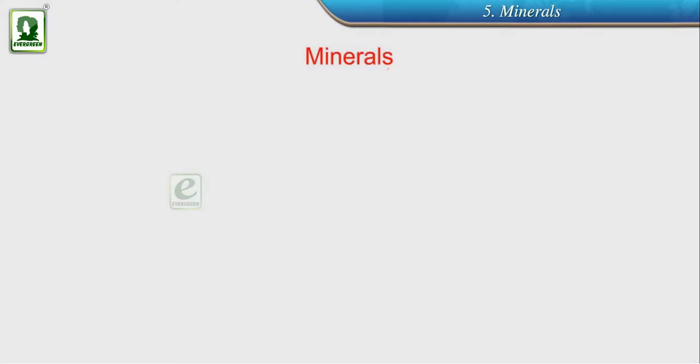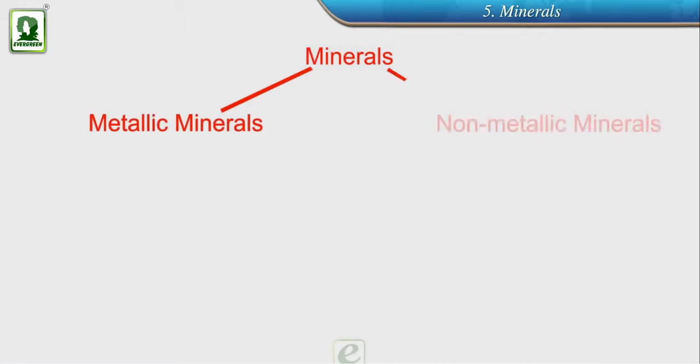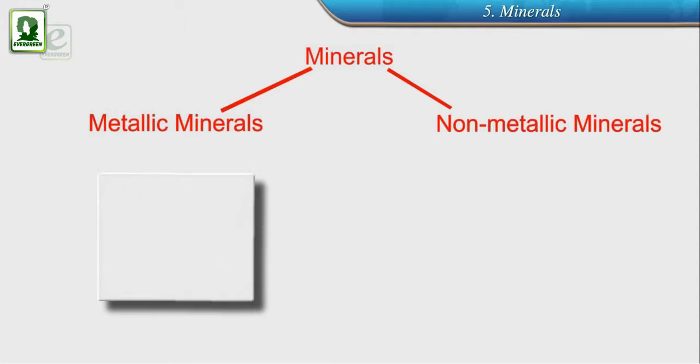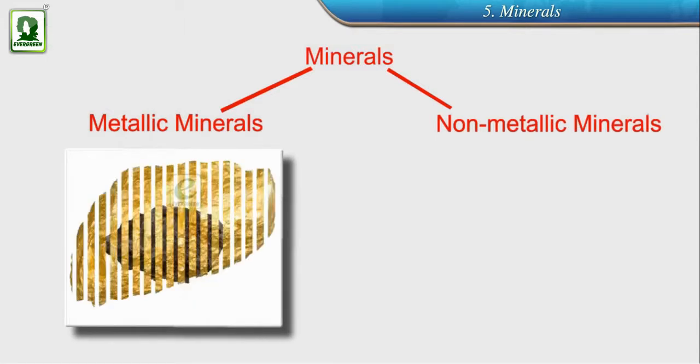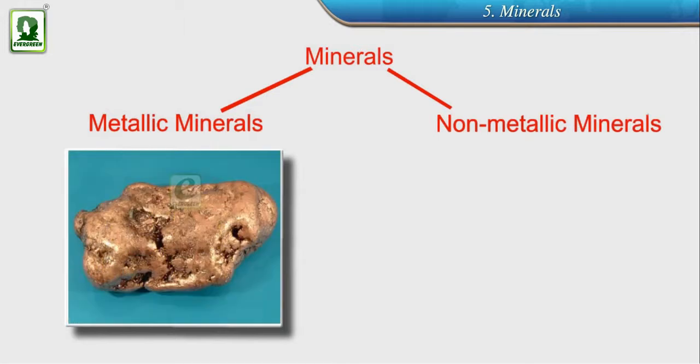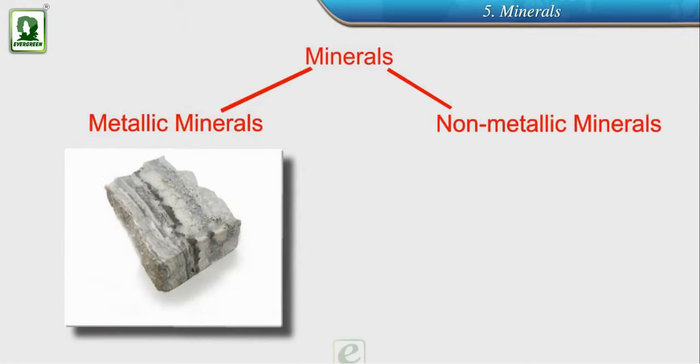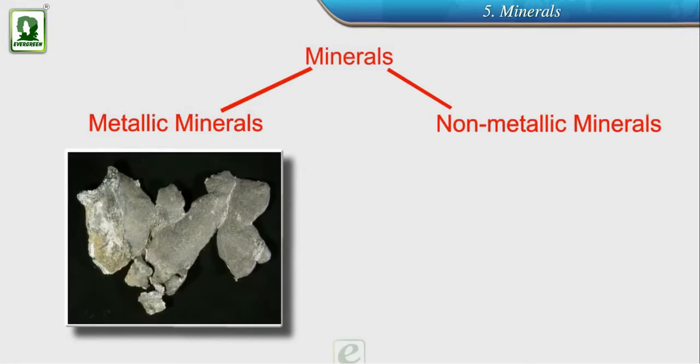Minerals are broadly divided into two main groups: metallic minerals and non-metallic minerals. Metallic minerals are those from which we can obtain metals: iron, gold, copper, silver, aluminium, etc. are some of the important metallic minerals.